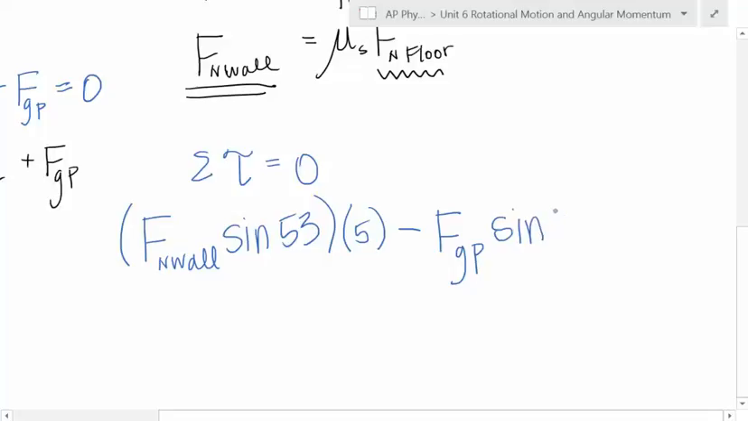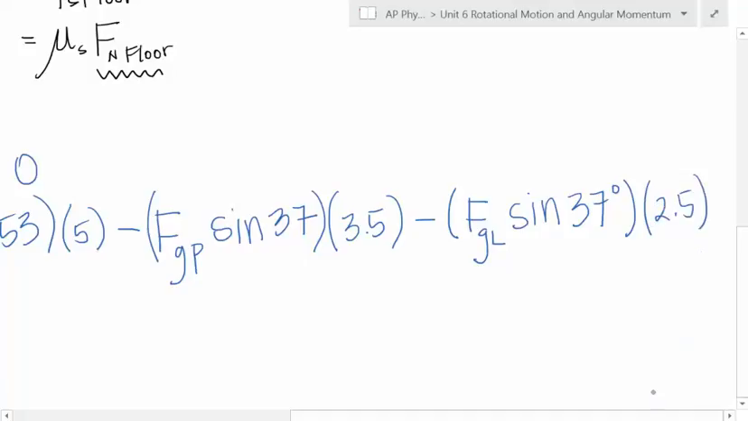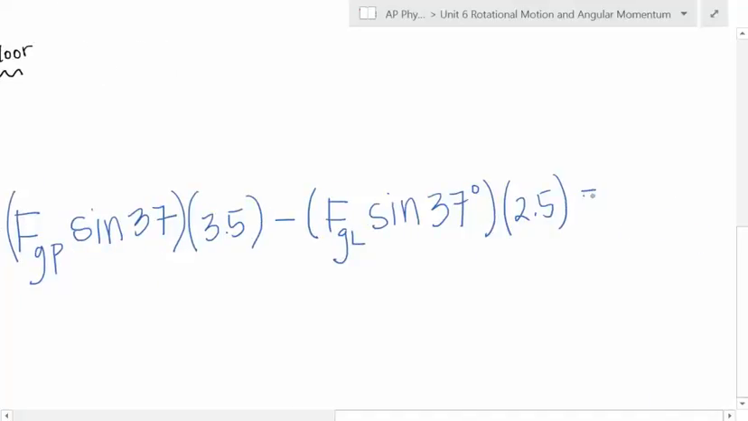And that angle was 37 degrees. Remember, we went back and put all of our angles in? And whereas this one, he's at 3.5 meters from the pivot point or the floor. Then the weight of the ladder itself, so the gravitational force of the ladder, but it's not perpendicular. It's at an angle of 37 degrees to the ladder, but it's at 2.5 meters. Then all of that would equal 0.